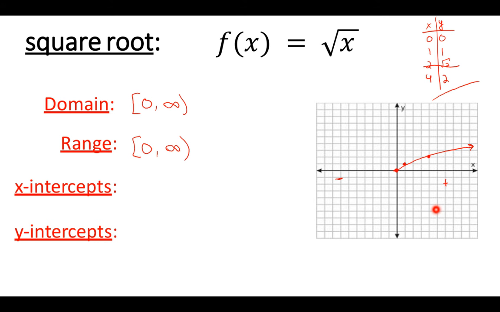The x-intercepts, where does it cross the x-axis, which is here? The only place is at 0, right? X equals 0. And y-intercept is also at y equals 0. It's the only place it crosses.